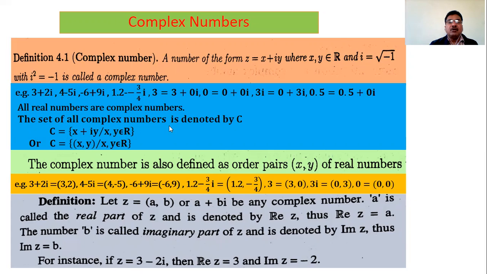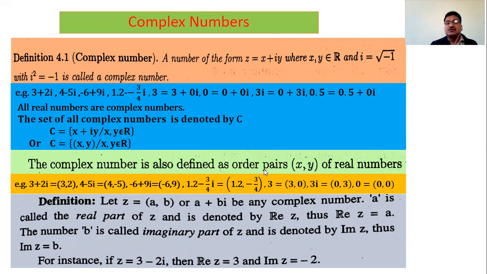The set of all complex numbers is denoted by the capital letter C, and it is the set of elements of the type x plus iy, where x and y belong to R. Or we can write this x plus iy in the form of an ordered pair, that is, in round brackets x comma y. So both notations are the same. Either write x plus iy or in round brackets x comma y, that is, an ordered pair xy such that x and y are real numbers.